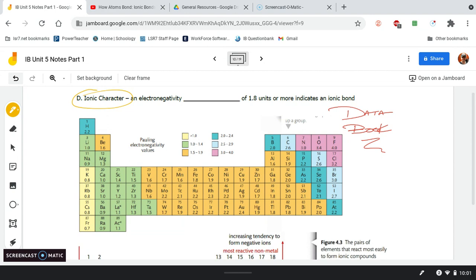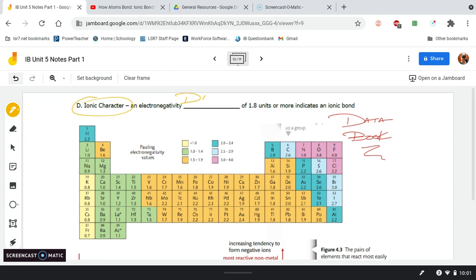So an electronegativity difference of 1.8 or more is guaranteed to be an ionic bond. Now, are there things that are going to be close that we call ionic? Yes. But if you hit what IB is saying, if you hit that 1.8 or bigger, that's a guaranteed ionic bond, right?